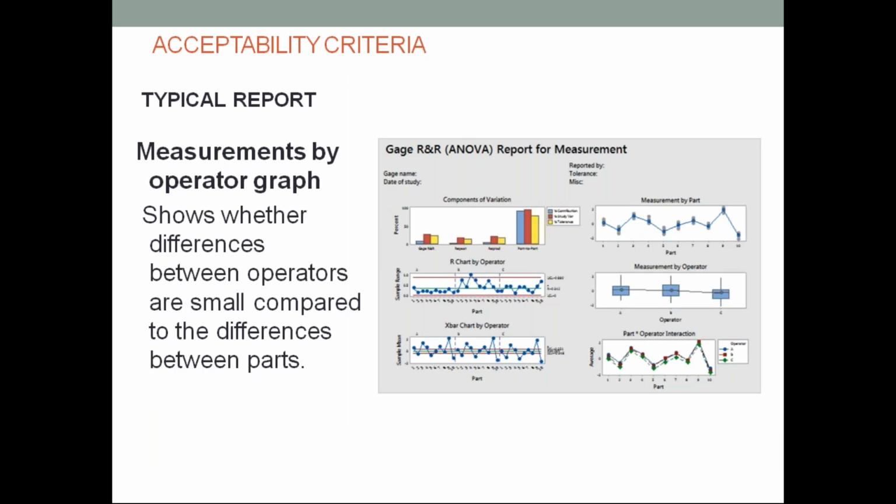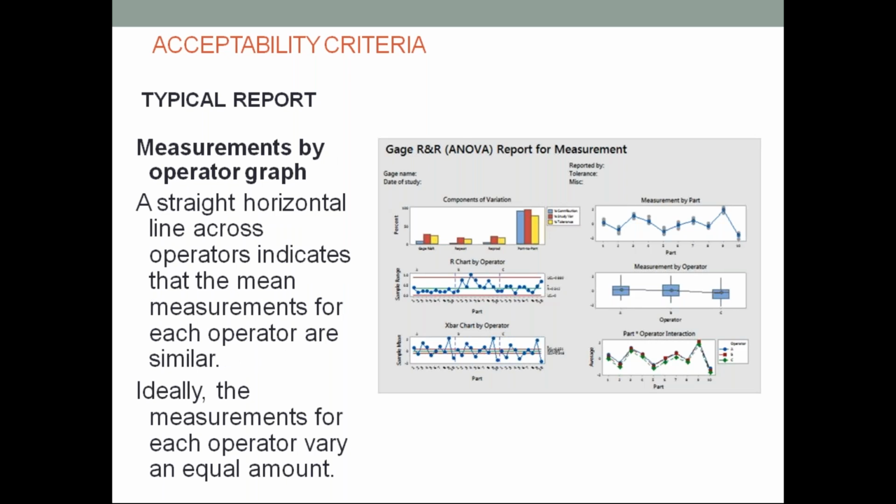The measurements by operator graph shows whether differences between operators are small compared to the differences between the parts. A straight horizontal line across operators indicates that the mean measurements for each operator are similar. That's a good sign. Otherwise, if it's not straight, then you have somebody measuring smaller than another, and so forth. The measurements for each operator vary an equal amount, looking at the bar.